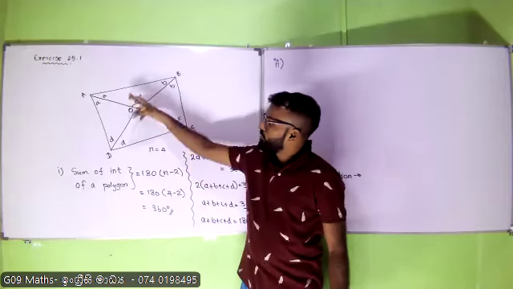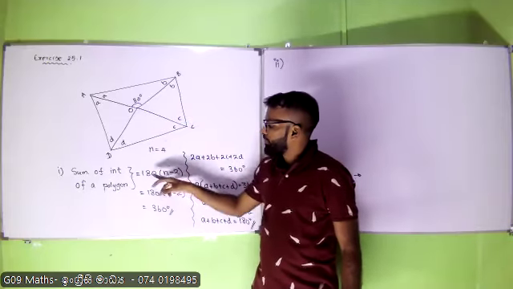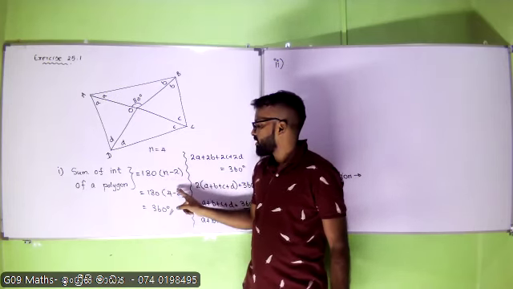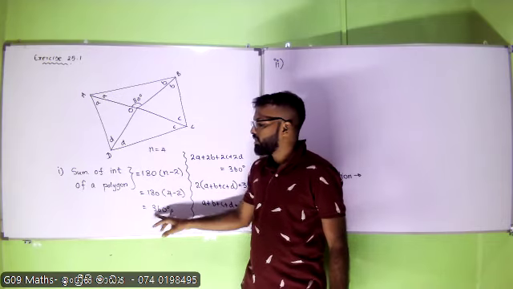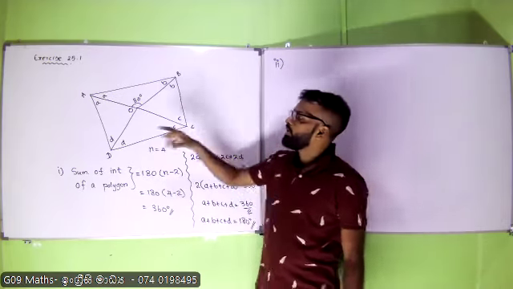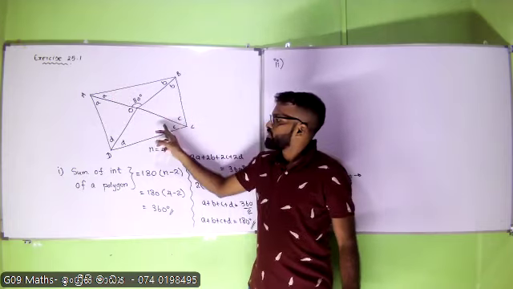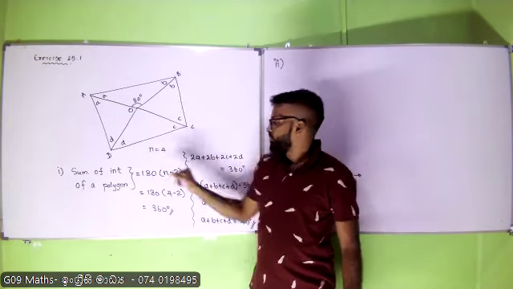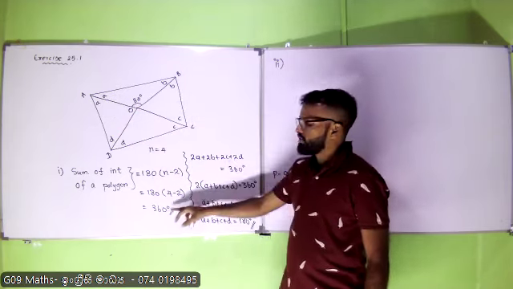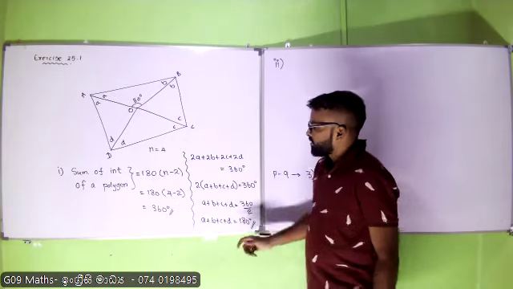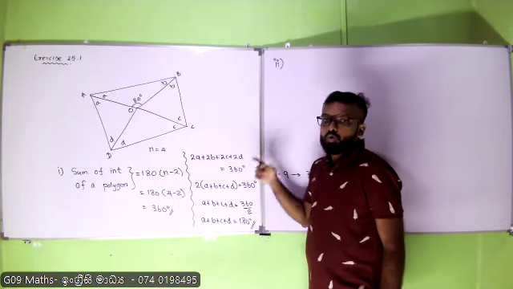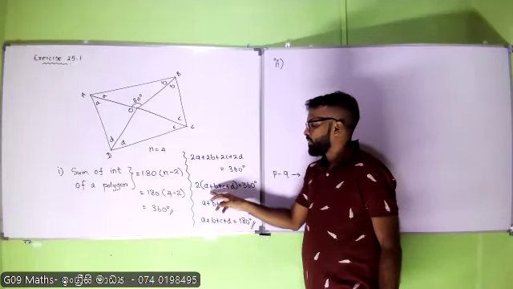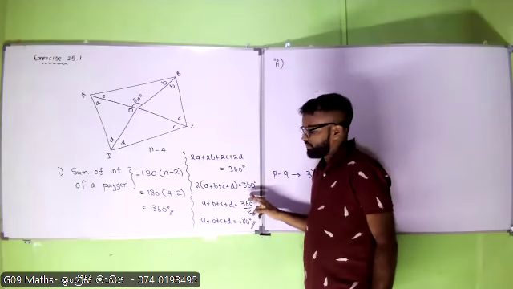So n is equal to 4, which is 4 sides. Using 180 times n minus 2, you can substitute 4 here, and 4 minus 2 means 2. 2 times 180 is 360. So you can write a plus a, b plus b, c plus c, d plus d. That means 2a plus 2b plus 2c plus 2d equals 360 degrees. 2, 2, 2, 2 is a common term, take it out from the bracket. Then 2 times (a plus b plus c plus d) equals 360.